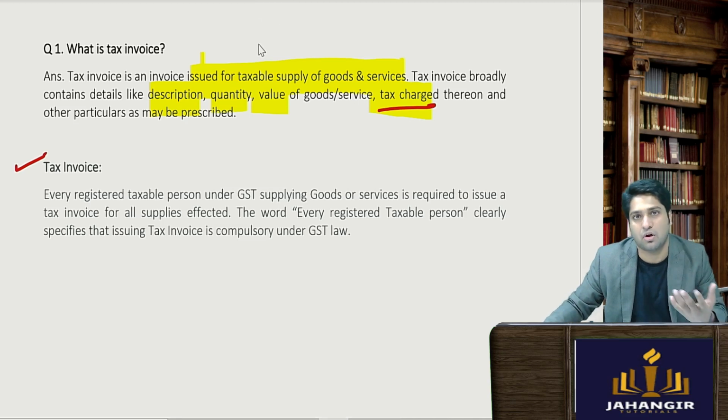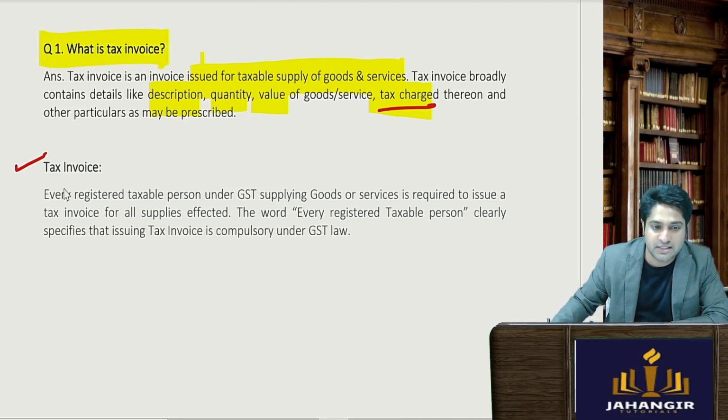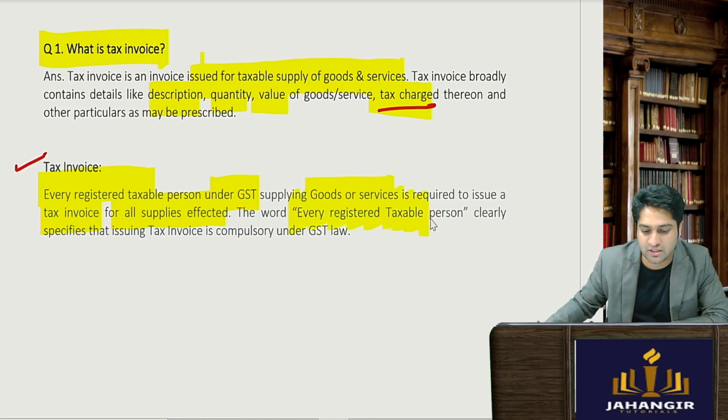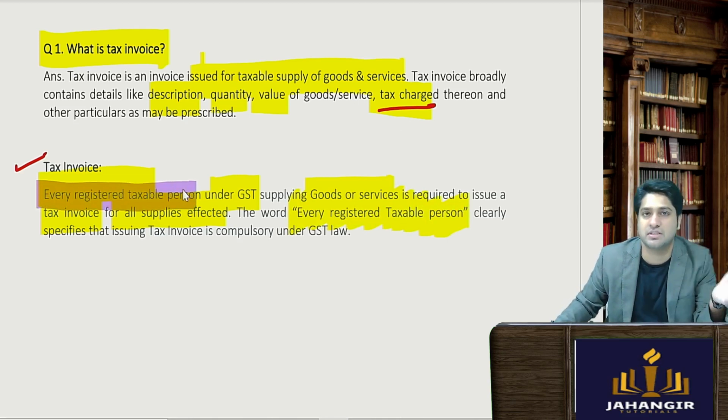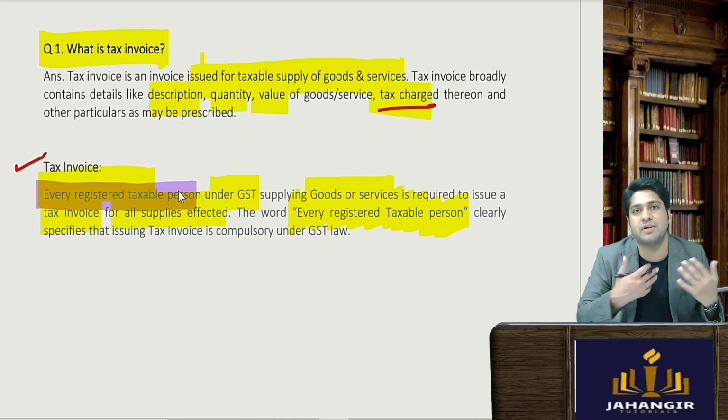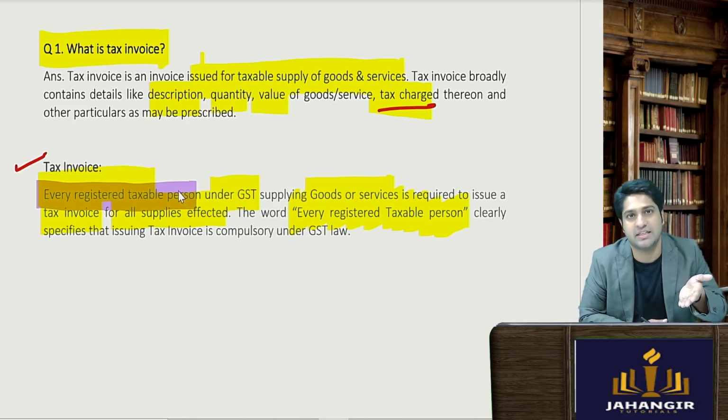Now, as per GST laws, it's stated that every registered person under GST supplying taxable goods or services is required to issue a tax invoice for all the supplies effected. So basically they're saying every registered taxable person, whenever he's making a sale of taxable goods and services, has to mandatorily issue a GST invoice, which is very common because when we go to buy goods and services, you can see the receipt that is actually called a tax invoice.